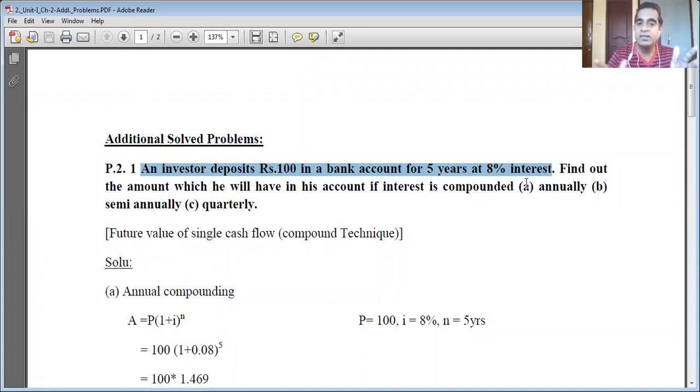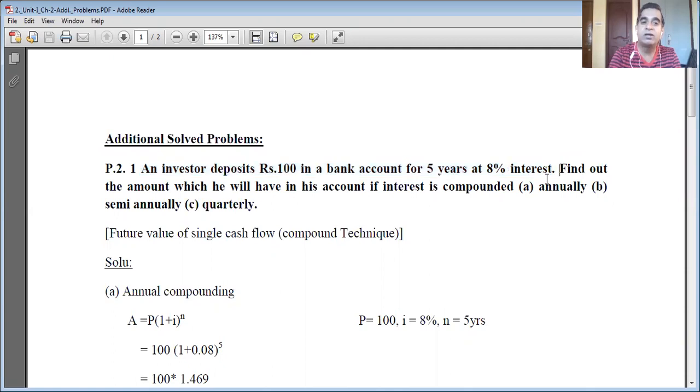When you read this simple English sentence, you should be able to understand. This person is depositing money today, so he is going to receive the benefits in future. He wants to know how much rupee amount he is going to receive in future. That itself tells you that you have to convert the present sum into future sum, so it is related to compounding technique. This is how you should interpret. That's why I asked you, don't read in advance. Stay with me. It is easy to learn.